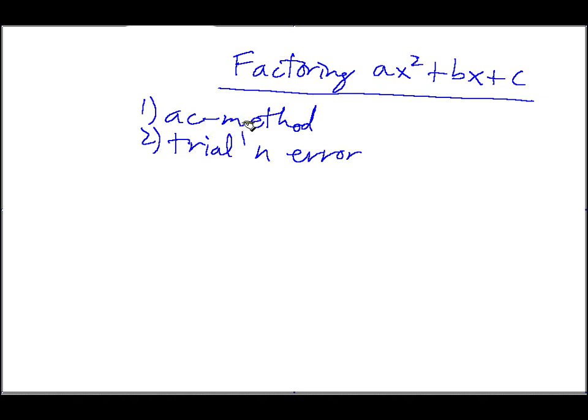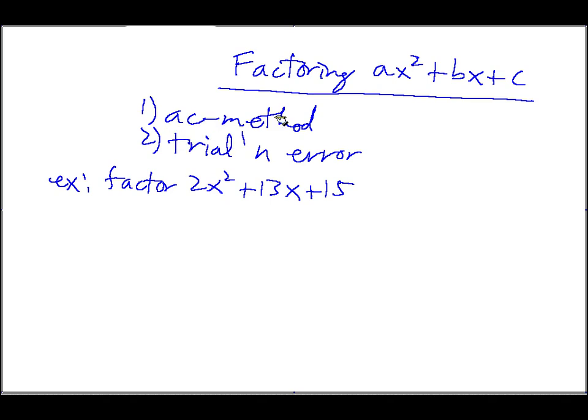But first of all, what is a trinomial of this type? Well, let's consider a problem. Let's factor 2x squared plus 13x plus 15. Let's recognize what a, b, and c are. Clearly we see a is 2, b is 13, and c is 15. So this trinomial is of this type, and it is going to factor into two binomials. But before I get into that, let's look at the AC method.